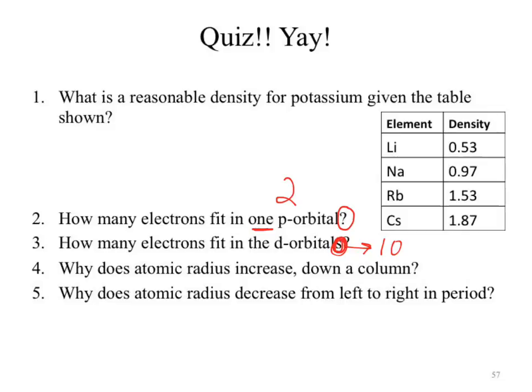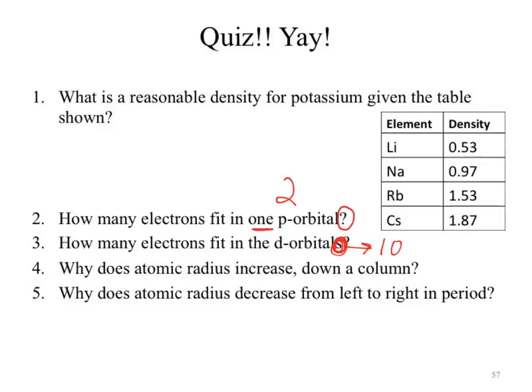Question 4. Why does atomic radius increase down a column? It has nothing to do with mass. It has nothing to do with protons. It's more electrons. The electrons are what contribute to size. Protons do nothing for size. They are all jammed into a marble inside the Superdome. You increase the number of electrons. You move down a column, more electrons, bigger.